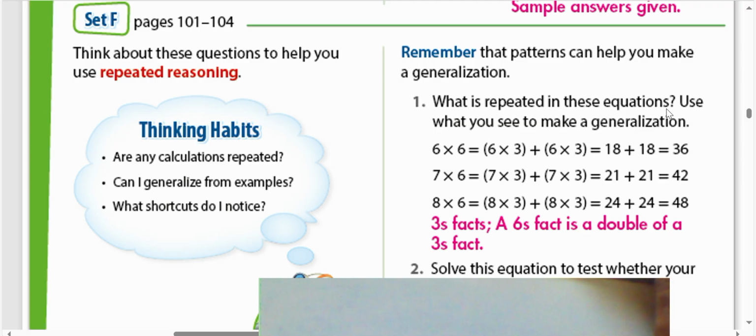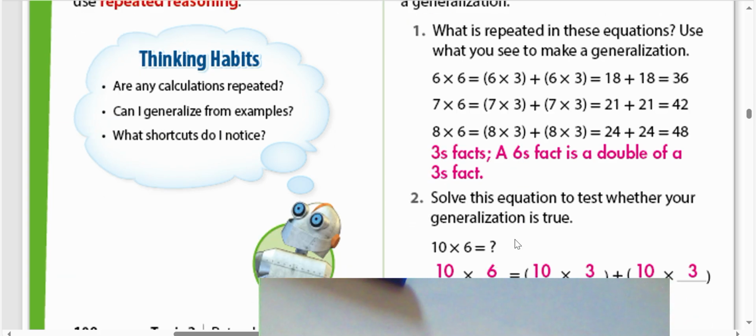Just repeat it in this equation. Use what you know to make relations. We have 3 factors. 6 equals 3 plus 3. Here is the first one. And also we have 6, 3 plus 3. This is the 3 fact and the 6 fact. The 6 fact is a double of the 3 fact. You know, the 6 fact is a double of the 3 fact.